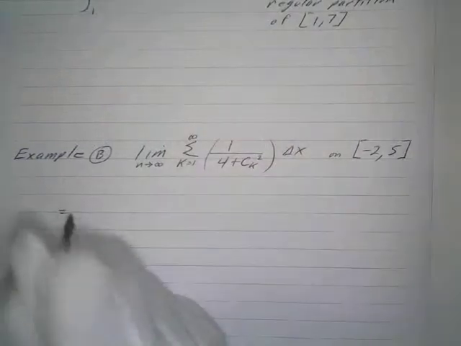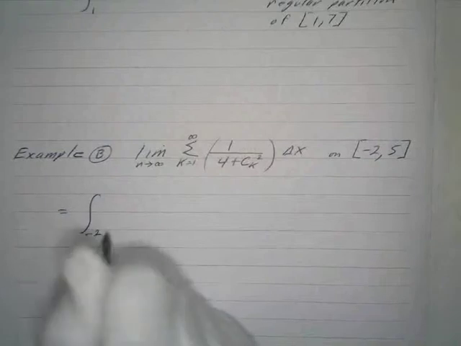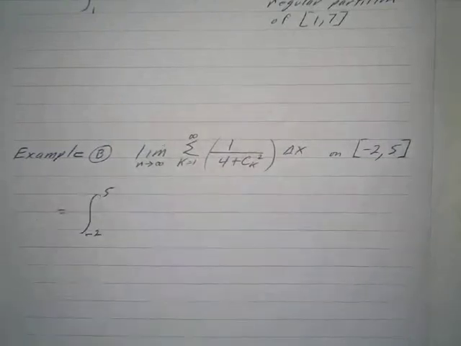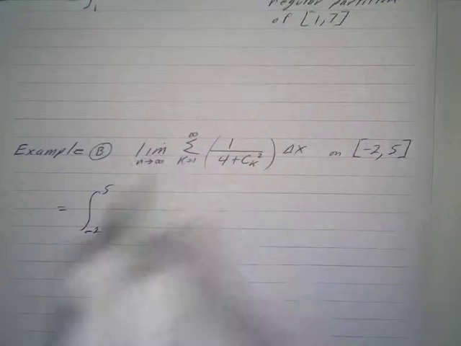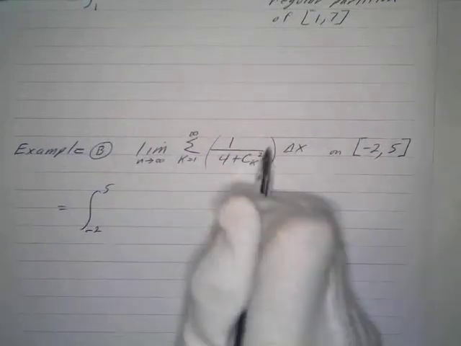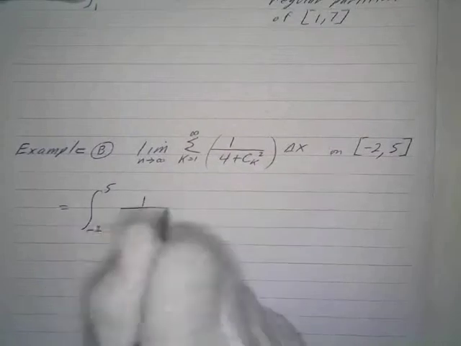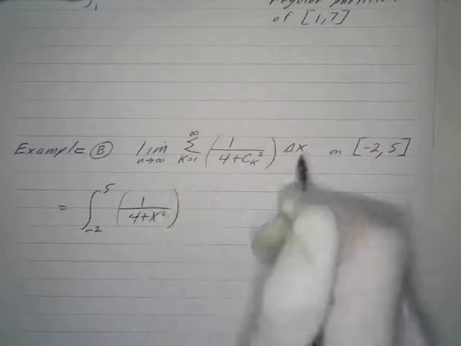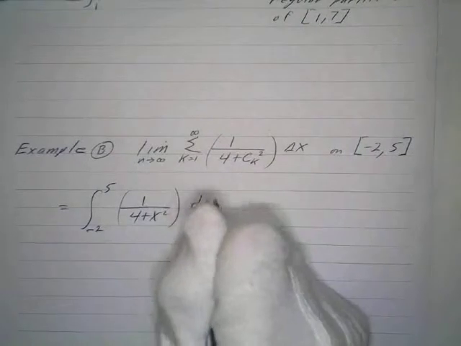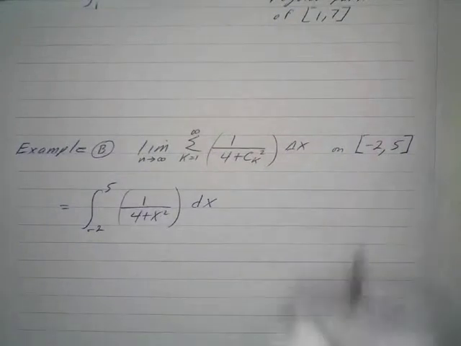And again, we can write this as the integral. And my limits will be from -2 to 5, so I'm going from -2 to 5. And again, all this is integrated into this integral sign. All this becomes the integral sign. And then this is my function, 1 over 4 plus something squared, so I'm going to call that something x, so 1 over 4 plus x squared. And this delta x becomes dx, because we're doing the limiting factor. We're taking the limit. Okay?